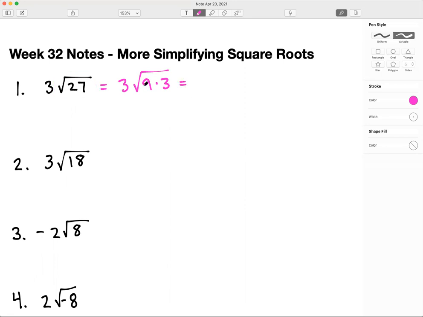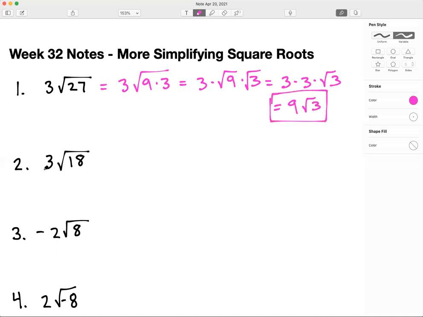That's all we're thinking about. So we're going to rewrite that as 3 times root 9 times root 3. And then we're going to go 3 times, and what is root 9? That is 3. So 3 times 3 times root 3 equals 9 root 3. And that is our final answer. Why don't you try number 2 on your own?